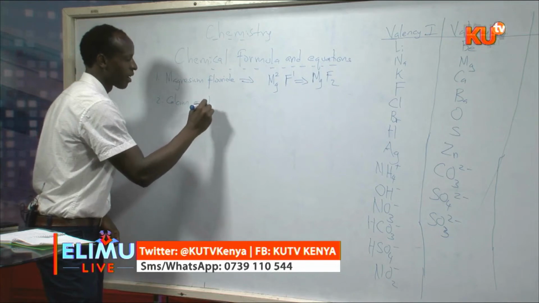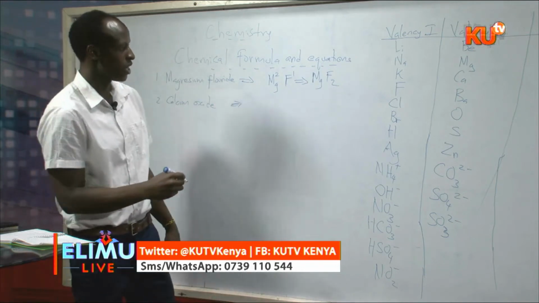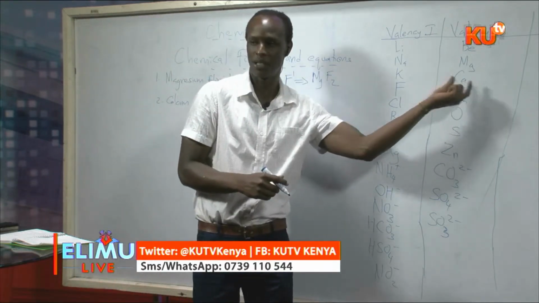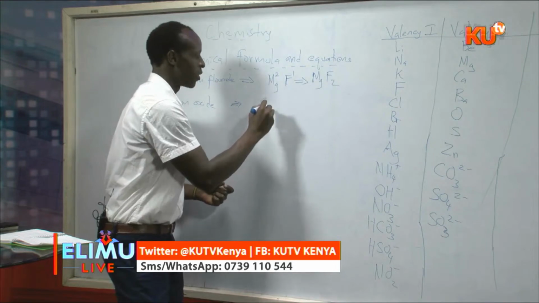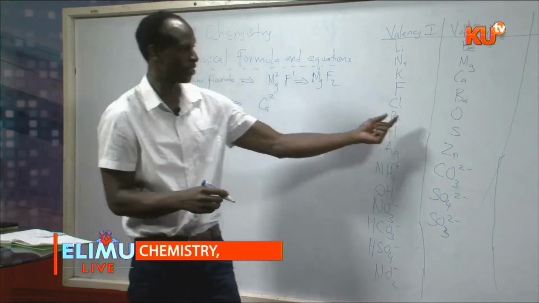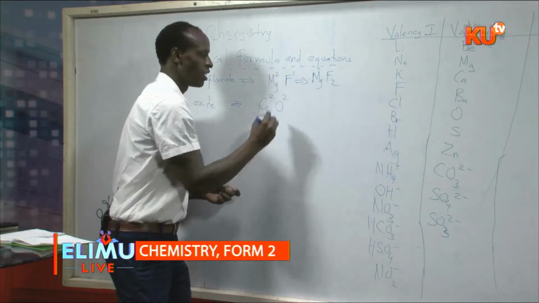Calcium oxide. If we want calcium oxide, we take the symbol of calcium, Ca. We write its valency, 2. Oxide, oxygen. The symbol is O, and the valency is still 2.